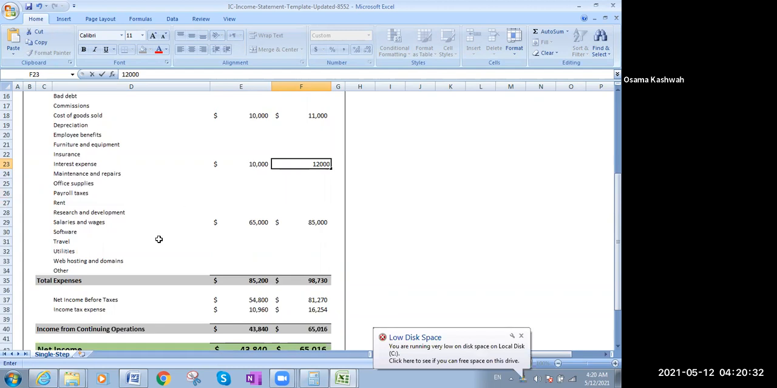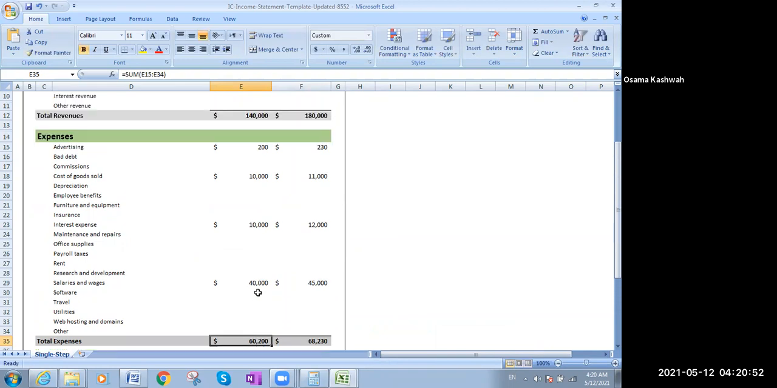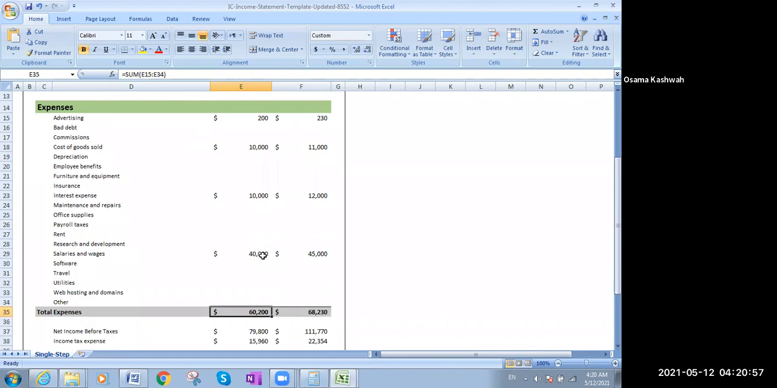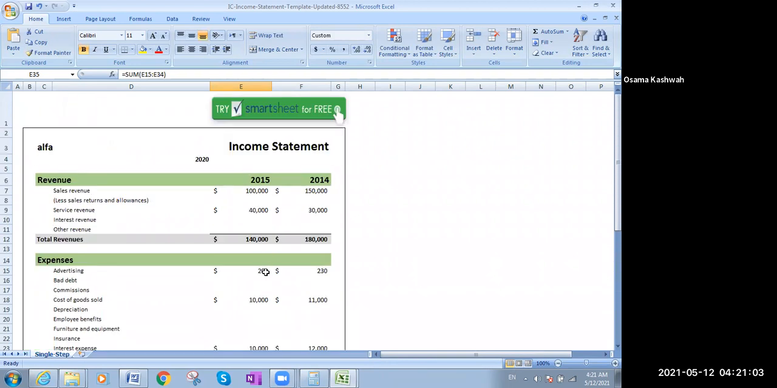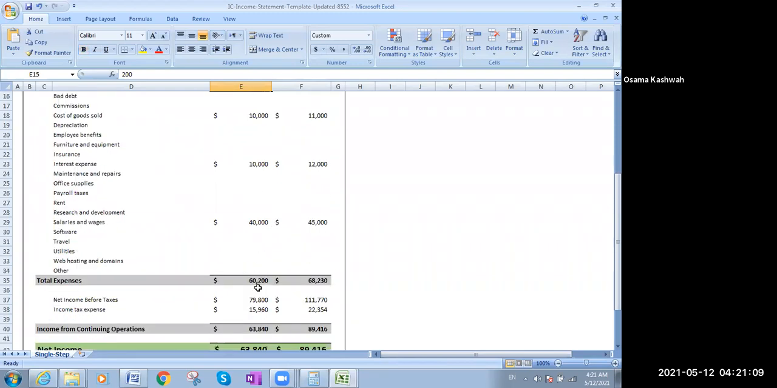Then here also I have salaries and wages. Let us say 40,000. And here we have salaries and wages of 45,000. So now look at this. When I press here, the whole total expenses will change. Now the total expenses became 60,200. Look at this, 10 and 10, 20 and 40, we have 60,000 and 200. This is the 200. So 210 and 10 and 40, 60,200.